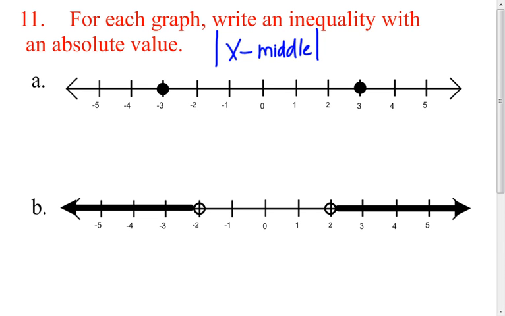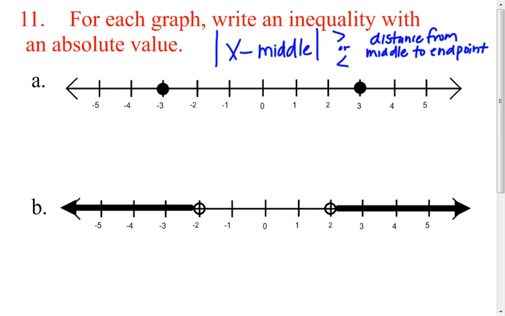And then you're going to have some sort of symbol in here, greater than or less than or greater than or equal to, less than or equal to. We'll talk about that in a minute. But then what goes over here is the distance from middle to end point. And I'll talk about that as we go, and it'll make a little bit more sense.